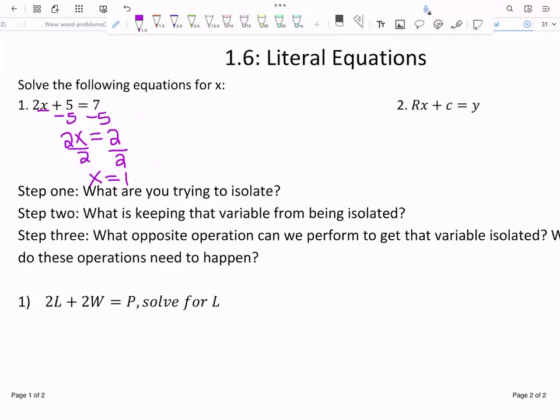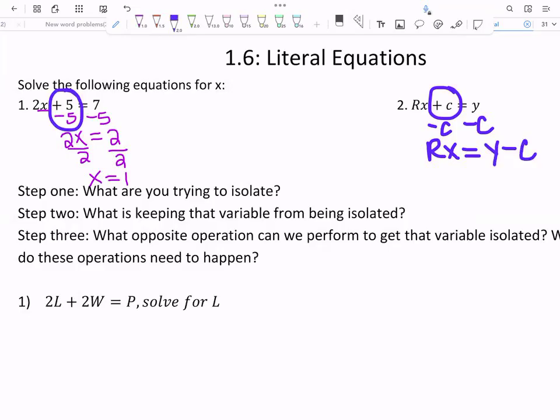And we're going to treat number 2 exactly the same. But on this one, we only have variables. We don't have any numbers at all. So over here, we said that we had to subtract 5 first because it was being added to our x term. So in this case, we're going to have to subtract c first because it's being added to our x term. So we're going to subtract c on both sides. So rx equals, and then we just combine these, but these aren't like terms, so we just write y minus c. Right?